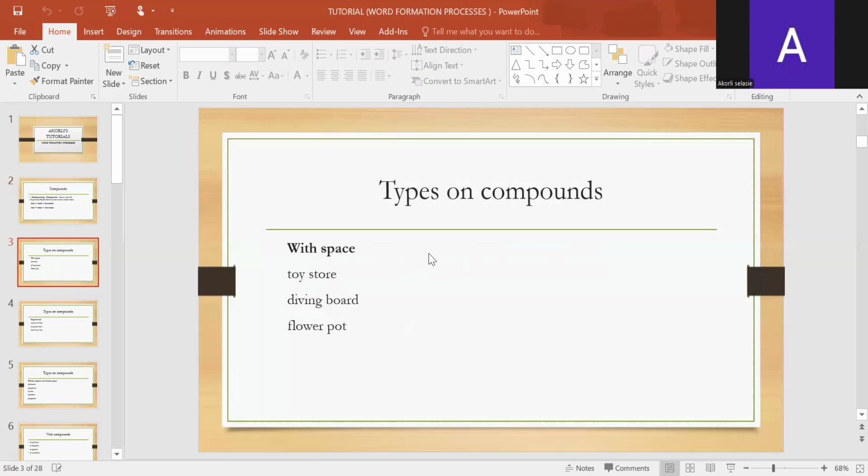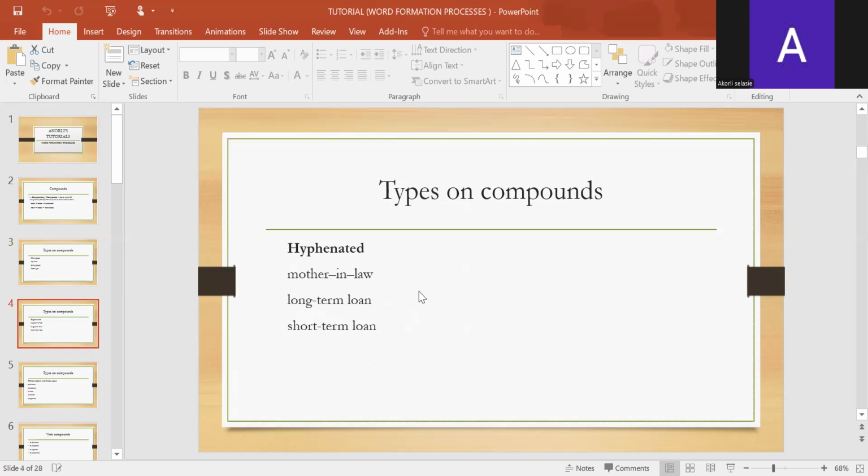Now, there are three categories of compounds. Compounds with space: in other words, you see the word with a space, like toy store. There's a space between the two words, but it's a compound. Diving board, flower pot, or things like vice chancellor, secretary general. Those words are written with a space in between them, but they are considered as compounds. Secretary general, attorney general, they are not written with hyphens. Know that. So toy store, diving board, and flower pot.